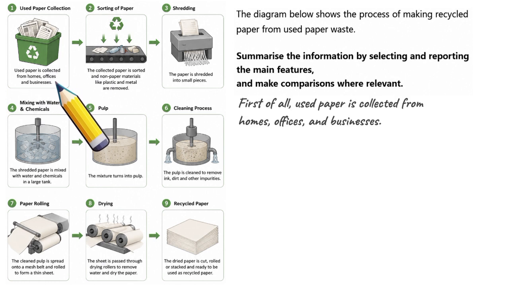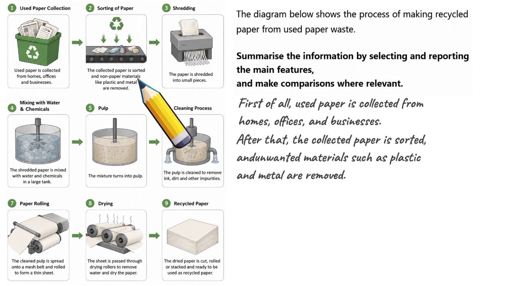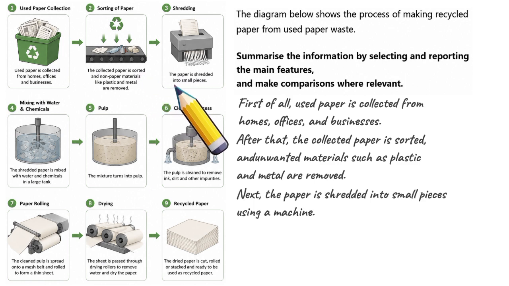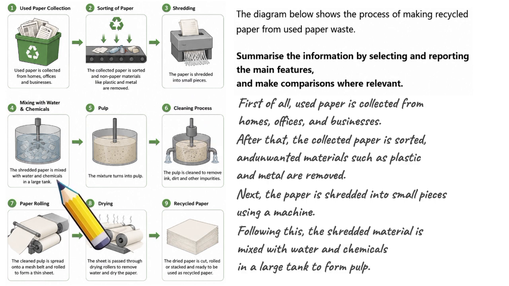First of all, used paper is collected from homes, offices, and businesses. After that, the collected paper is sorted, and unwanted materials such as plastic and metal are removed. Next, the paper is shredded into small pieces using a machine. Following this, the shredded material is mixed with water and chemicals in a large tank to form pulp.